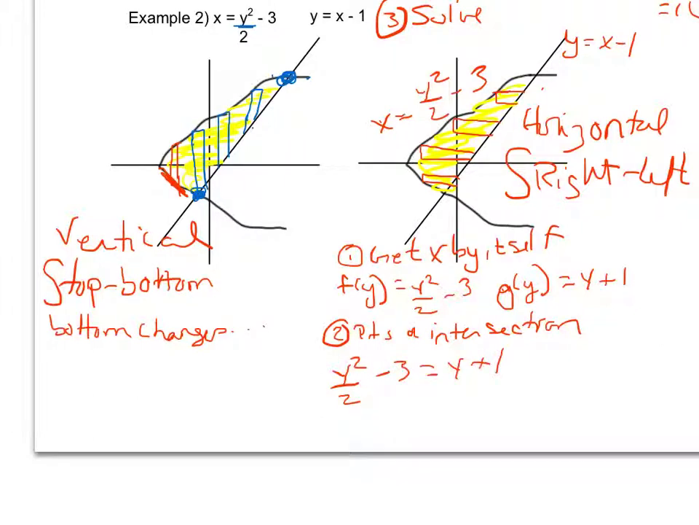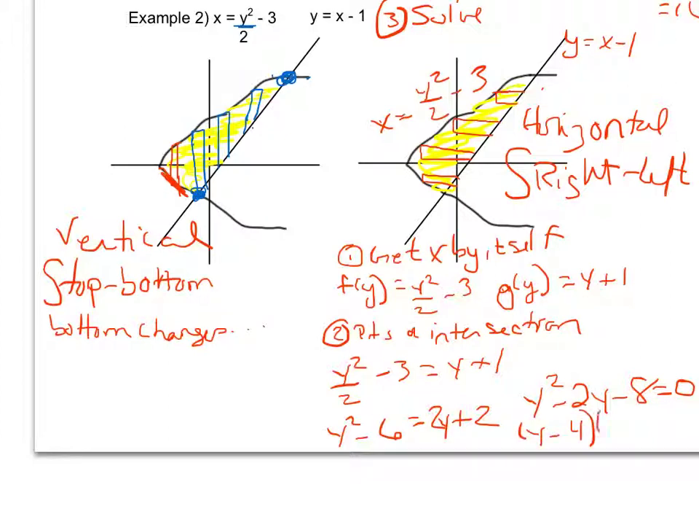I can multiply everything by 2 so I don't have that denominator, and have y squared minus 6 equals 2y plus 2. I realize that this is quadratic, so I'm going to move everything over with y squared, and I would have y squared minus 2y minus 8 equals 0. I can use a factor sum table and get y minus 4, y plus 2. So I get y equals 4 and y equals negative 2.